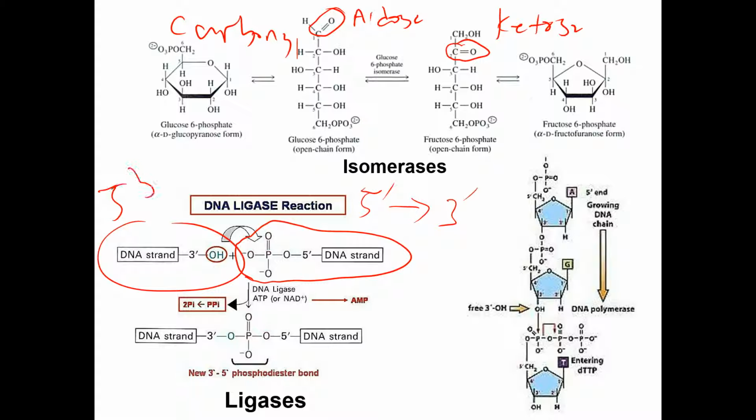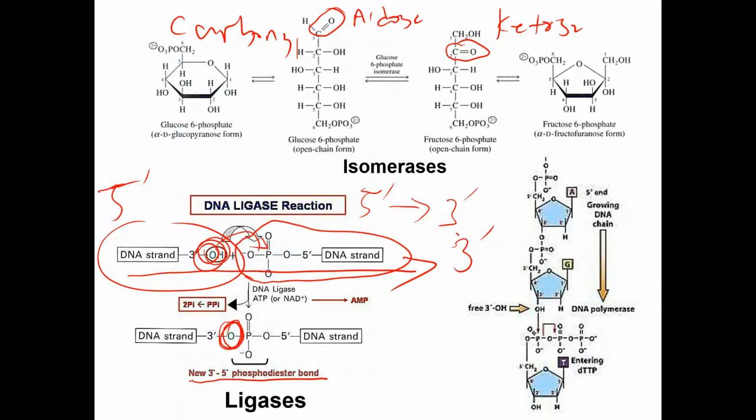This end is 5', and then this end will be 3'. So it's being synthesized in this direction. You have a ligase reaction between this hydroxyl and this phosphate. Here you have your DNA ligase, and ATP hydrolysis supplies the energy to create that covalent bond, that phosphodiester bond.